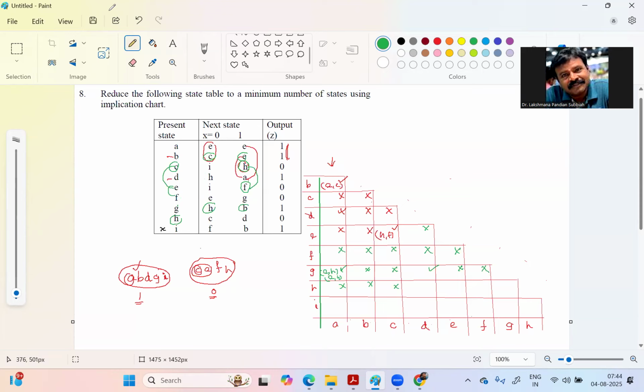Then DH. DH is different. Then EH. EH is same. Here you check now. EH. IC is different. Now FH. FH is same. Then EC is there, right? FH, EC and GD. GD is different, right?